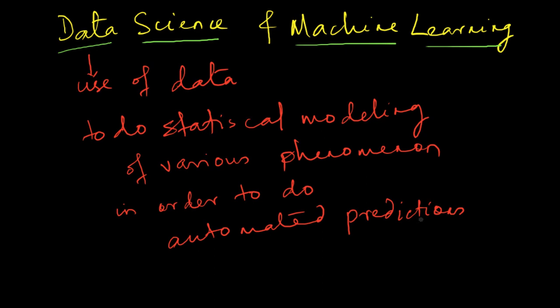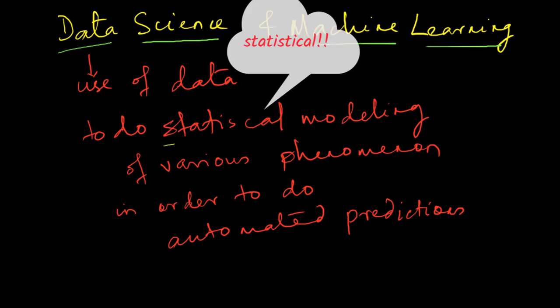A very important point to understand over here is this word statistical. When a human being does a modeling task, it may be statistical, it may not be statistical, because human cognition has access to many other ways of modeling the world around. For example, many laws of classical mechanics are not statistical in nature. They are deterministic in nature.